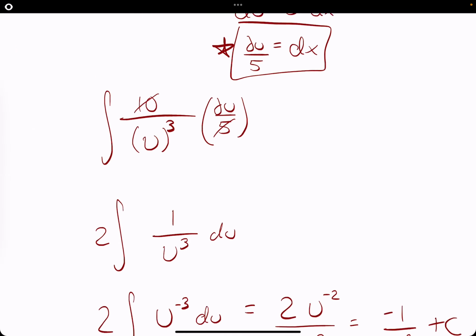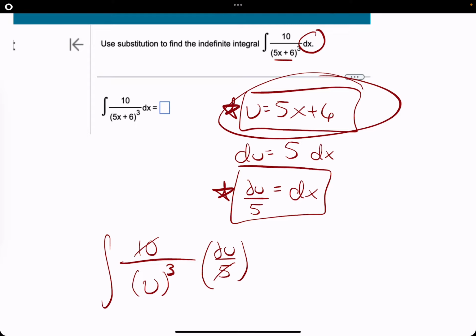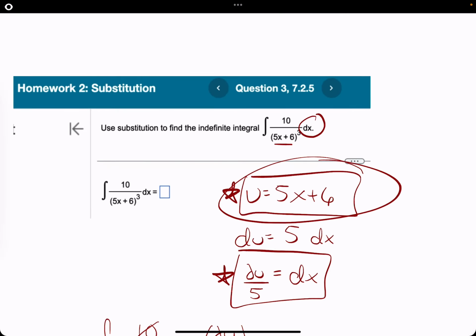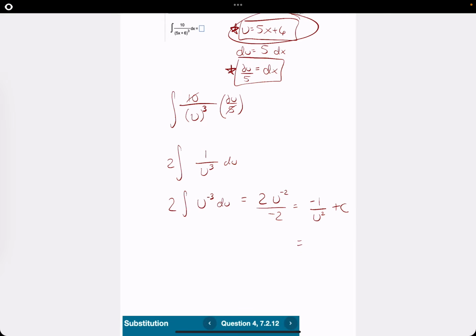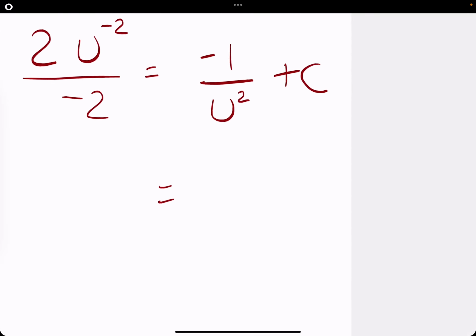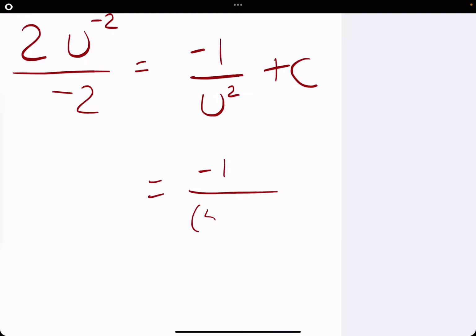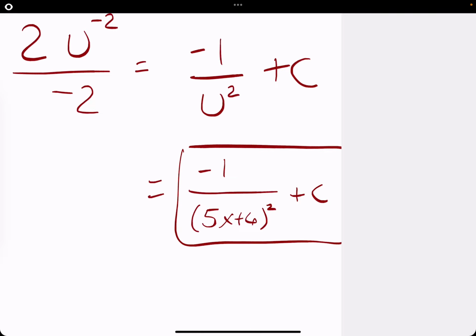And then we cannot forget to get everything back in terms of x, because our integral is with respect to x. So your answer better be with respect to x. So 5x plus 6 is our u. So our final answer is negative 1 over (5x + 6) squared plus c.